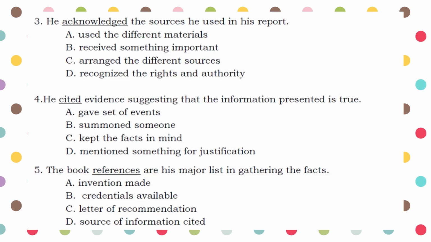Number 5. The book references are his major list in gathering the facts. Letter A. Invention made. Letter B. Credentials available. Letter C. Letter of recommendation. Letter D. Source of information cited. Note: write on a separate sheet of paper the keywords with their corresponding meanings.